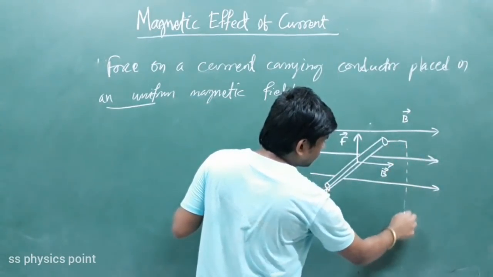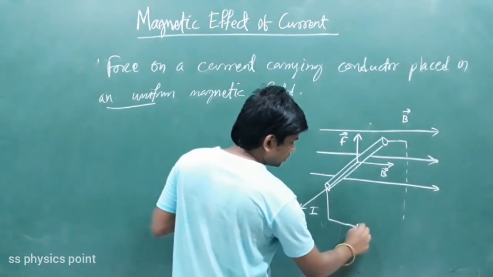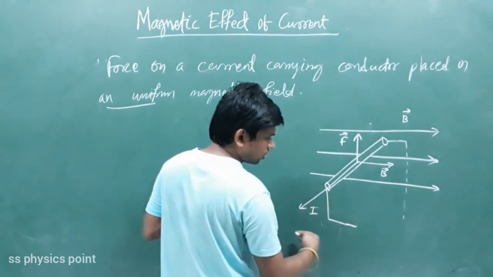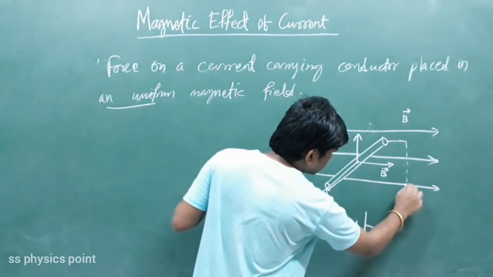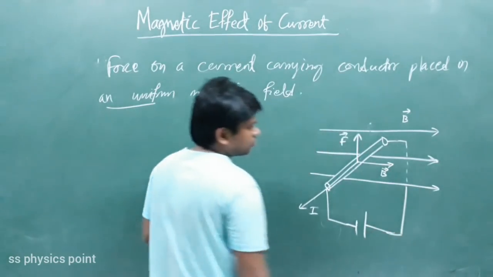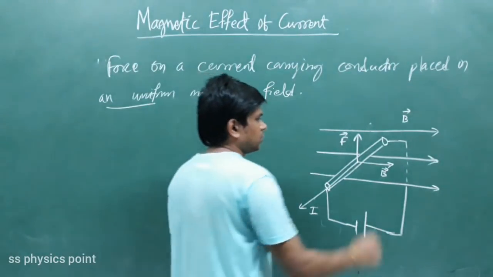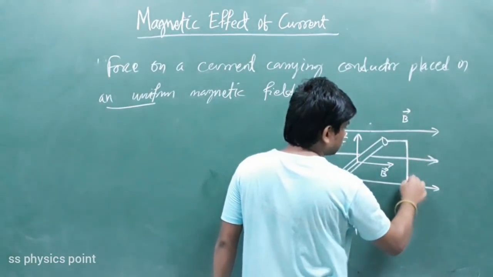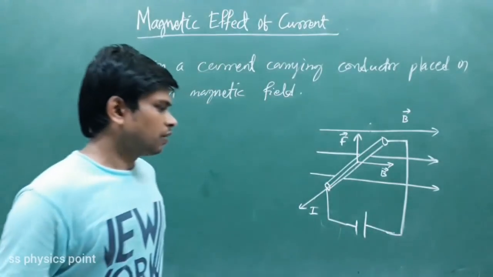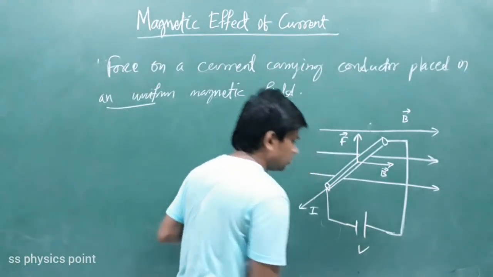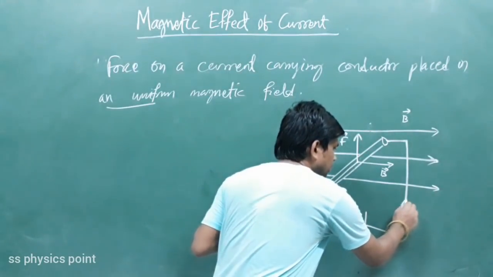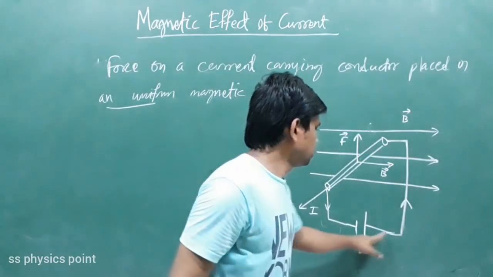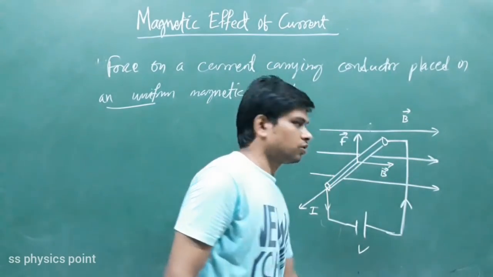I am just drawing. You are applying potential. Suppose this is the negative side and this is the positive side. You can say you are applying potential to this conductor. Suppose the potential is V, so the current is flowing like this, from the positive terminal into the conductor.